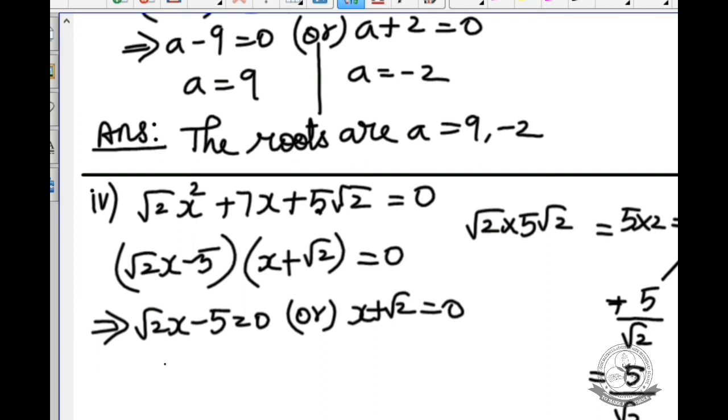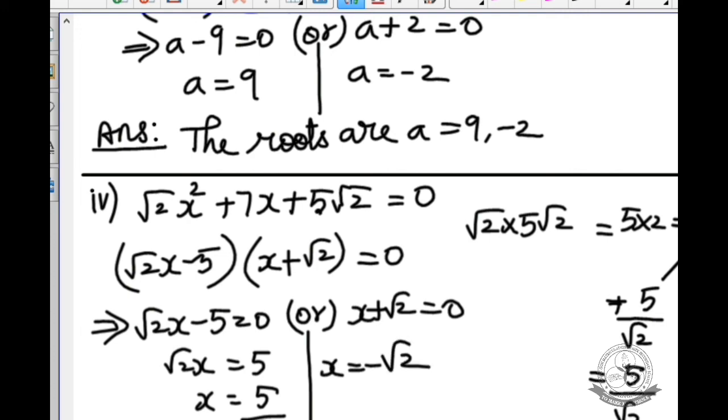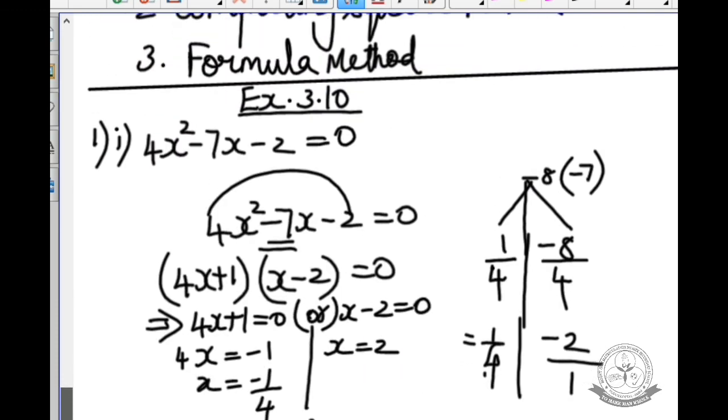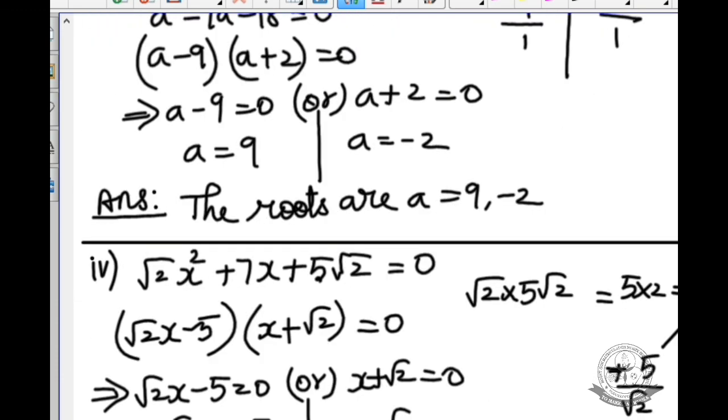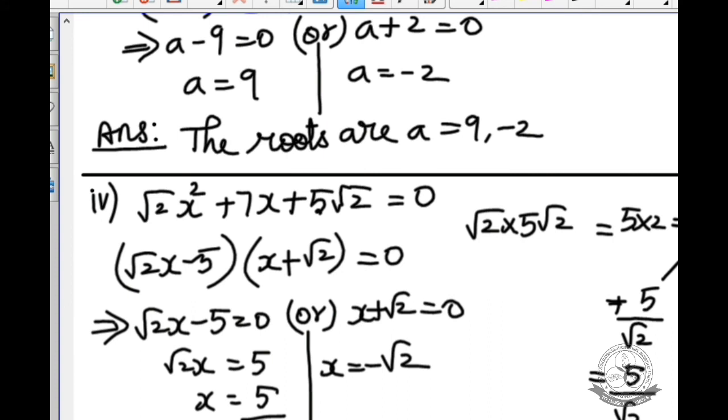From this, root 2x equal to 5, x equal to 5 by root 2. Here x equal to minus root 2. So the roots are x equal to 5 by root 2, comma minus root 2.